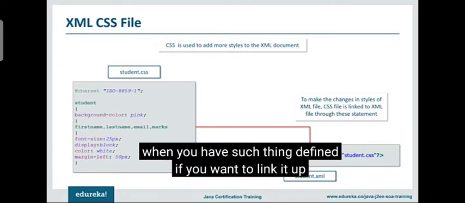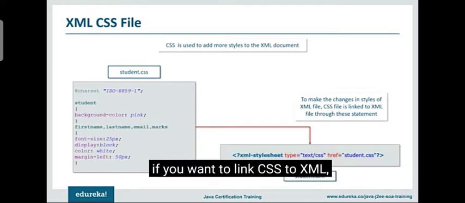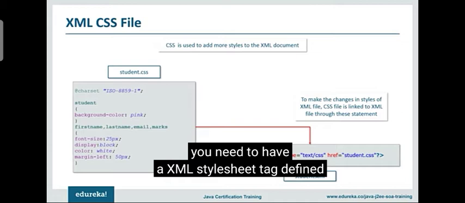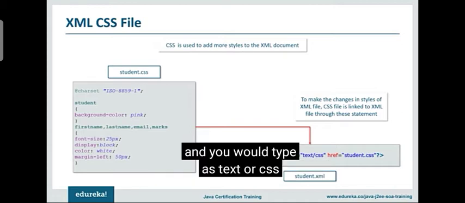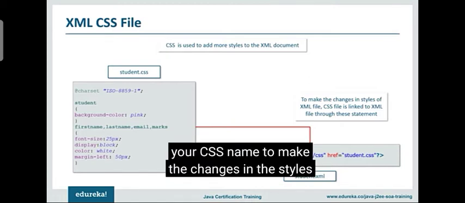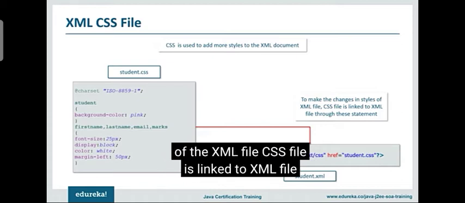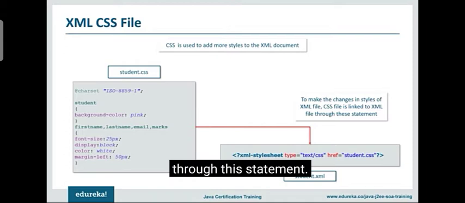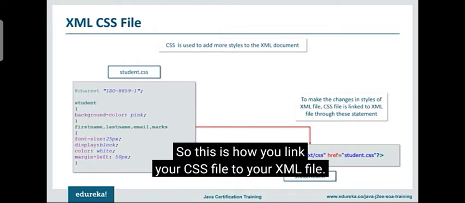All right. When you have such a thing defined, if you want to link CSS to an XML, you need to have an xml-stylesheet tag defined, and you put type as text/css, and you put href as your CSS name. To make the changes in the styles of the XML file, the CSS file is linked to the XML file through this statement. So this is how you link your CSS file to your XML file.